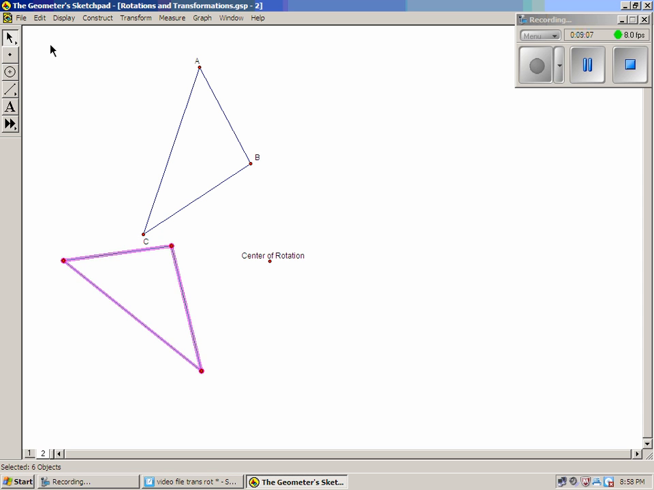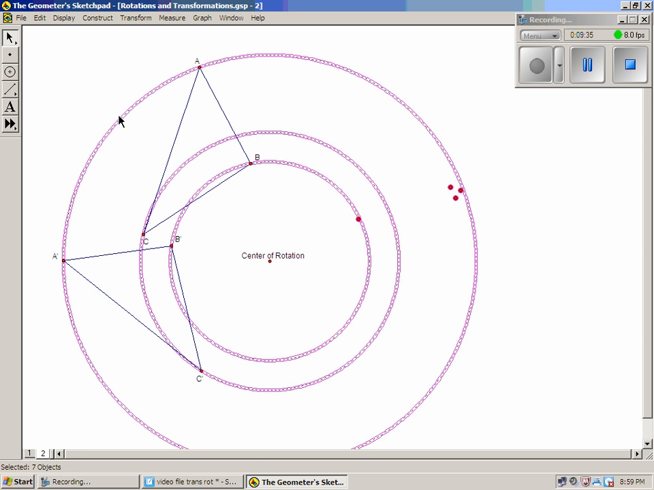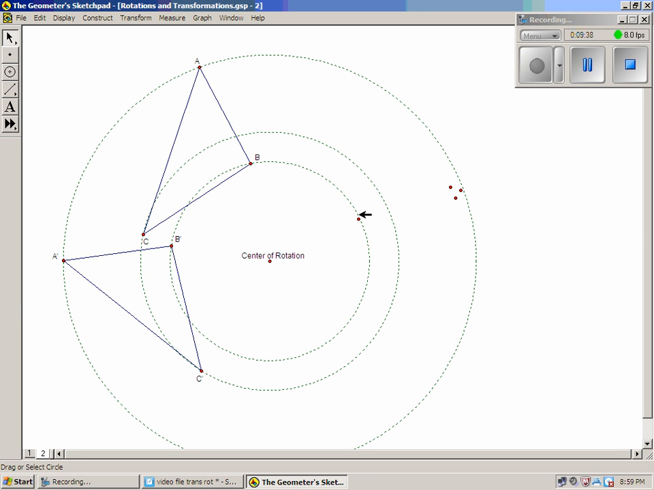You'll notice again that the labeling follows what we'd expect. This is C prime, this is A prime, and this is B prime. B has been rotated from here to B prime, A has been rotated from there to A prime, and C has been rotated from there to C prime. I want to show some hidden things here. These are extra, so I'm going to delete them. They were something from a previous version.